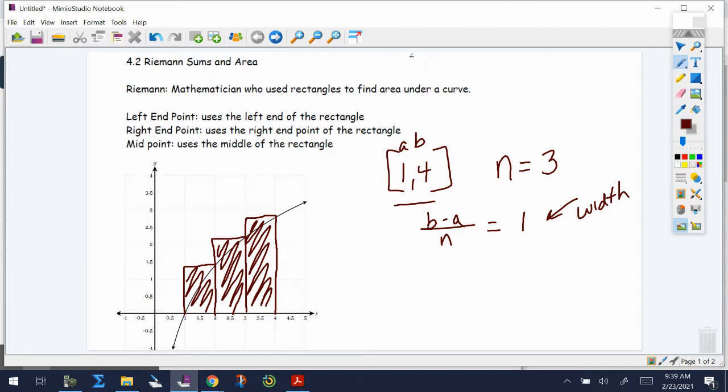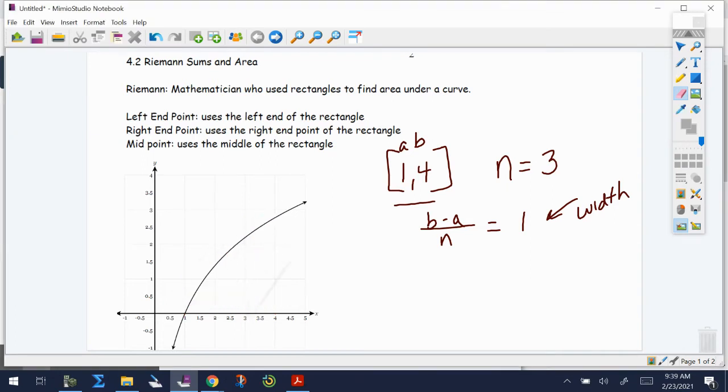Midpoint's probably what you would expect. Midpoint is not nearly as common, but I will show you just in this picture, and then in Delta Math make it make a little more sense. Your midpoint is saying instead of using the left side of the interval or the right side of the interval, I want to use the exact middle. So for example, from 1 to 2, the middle of that interval is 1.5.